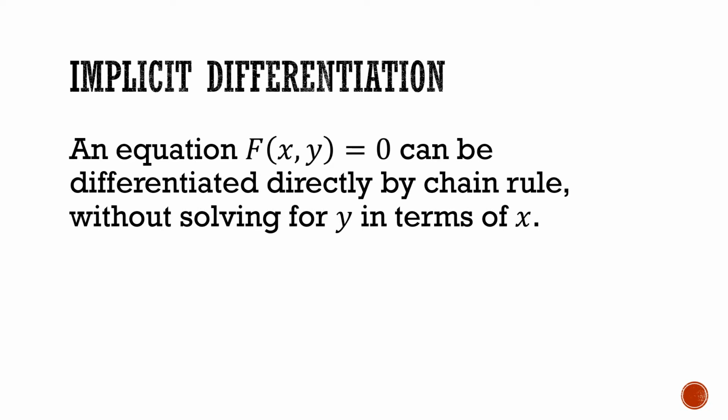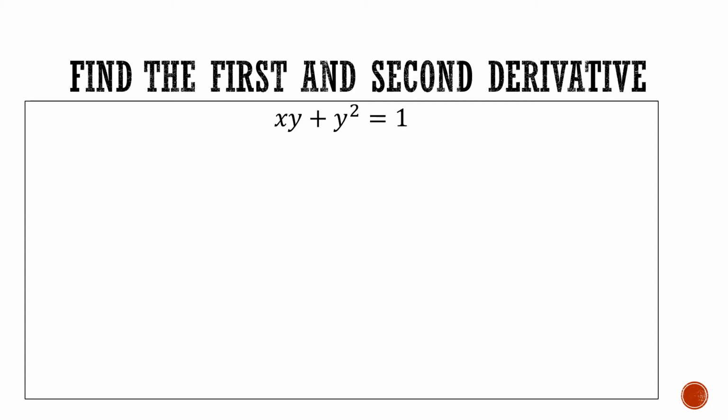All right, so we use implicit differentiation when we want to take the derivative of an equation that has x and y on both sides. So instead of having to solve for y first, we can just do implicit differentiation to get our answer a lot quicker. First example, we want to find the first and second derivative of xy plus y squared equals 1.